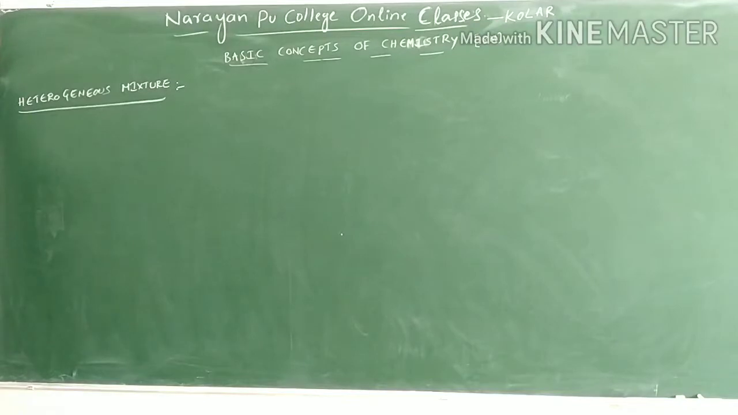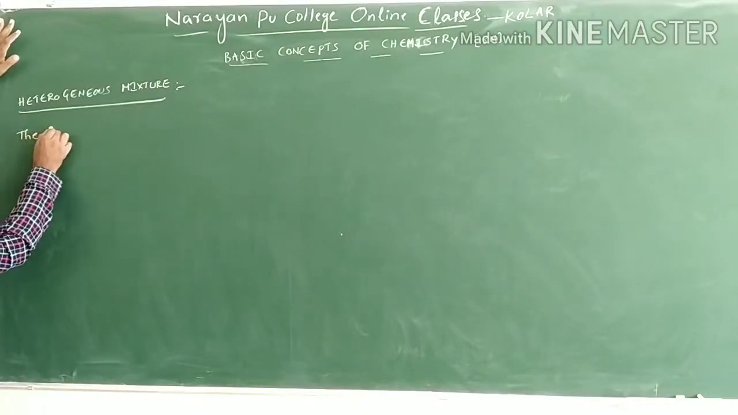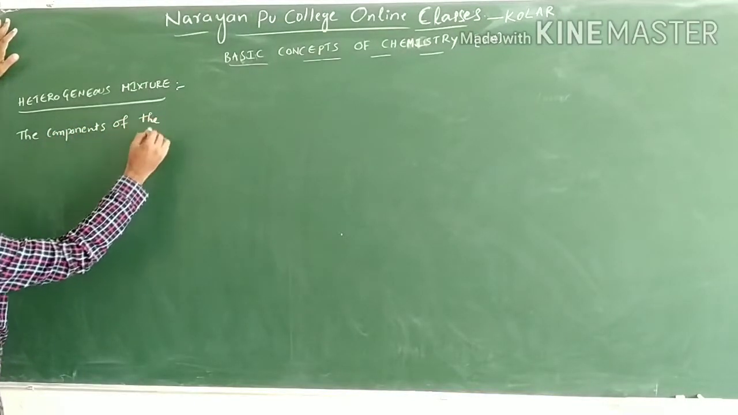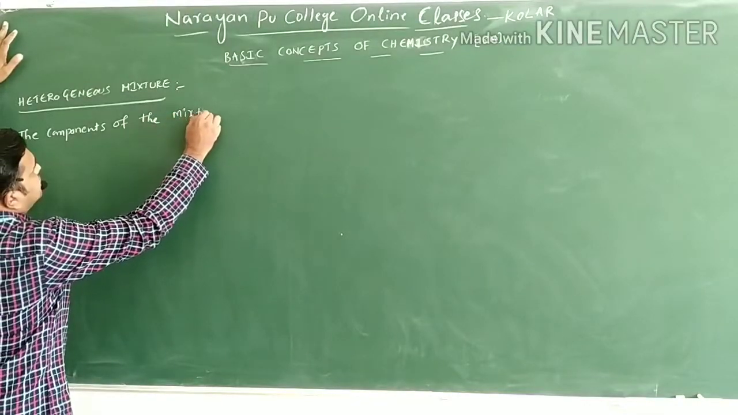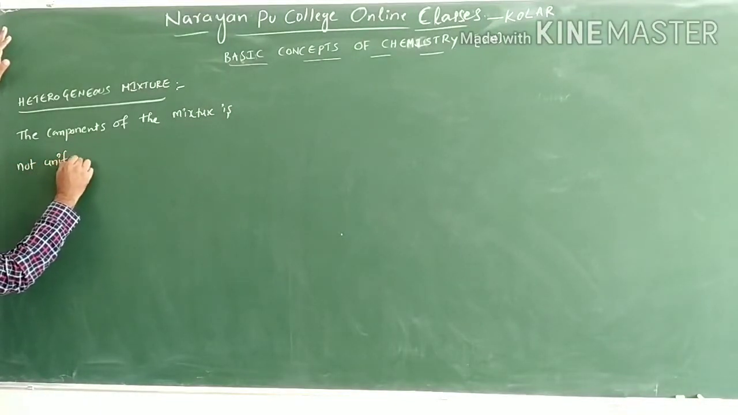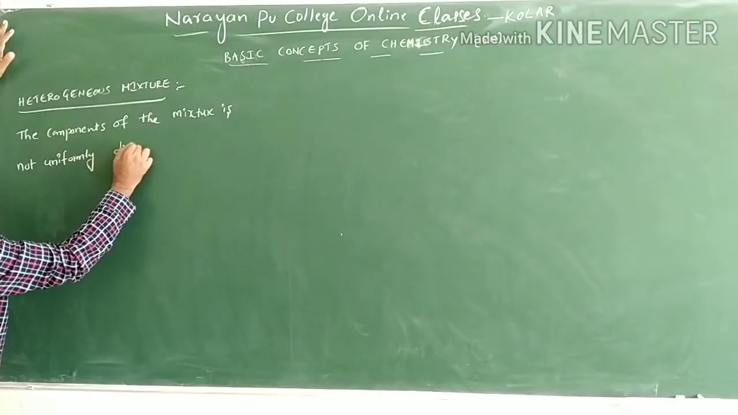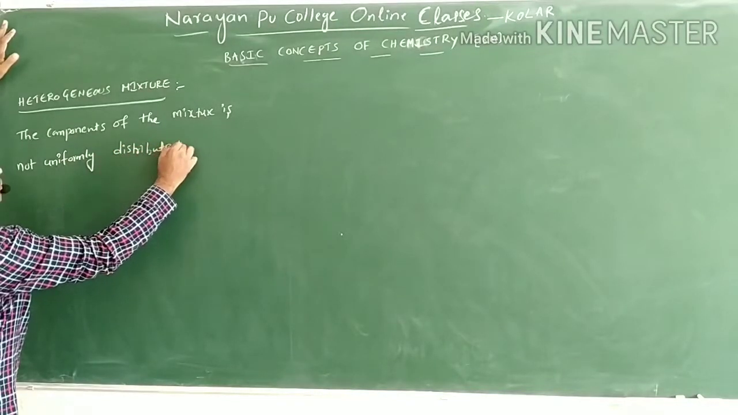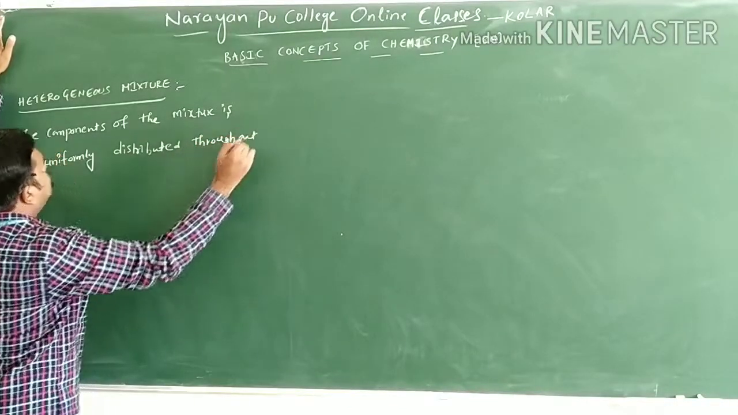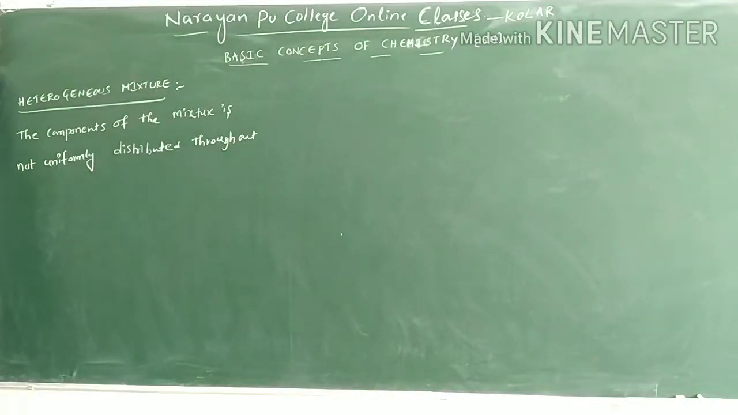Now come to the next concept, heterogeneous mixture. What does heterogeneous mixture mean? The components of the mixture are not uniformly distributed throughout. So this is what we call a heterogeneous mixture. What examples can you take?